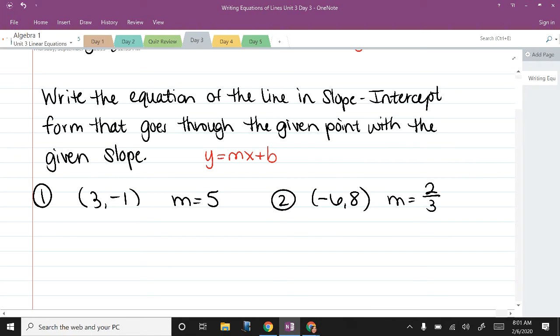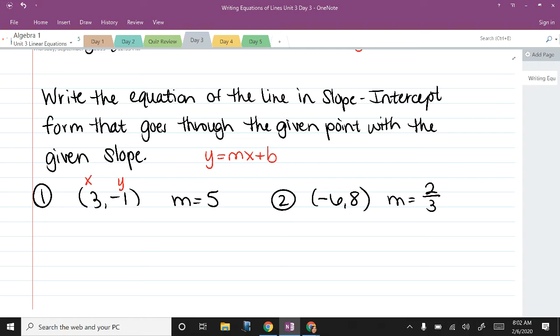What do we plug in? I just see m. Right, because if they give us the ordered pair, they give us the x value and the y value, correct? All right, so 3 is going to go in for x. Negative 1 is going to go in for y. m is 5, and that's all of the variables, and I can plug those in and get b.